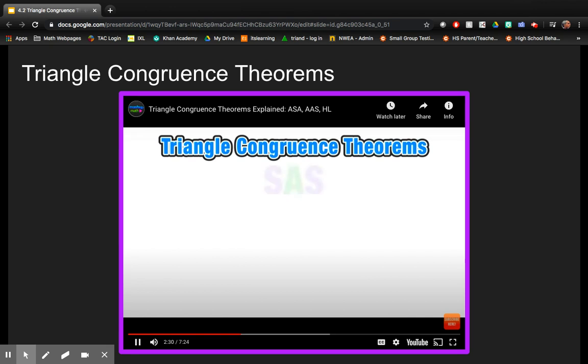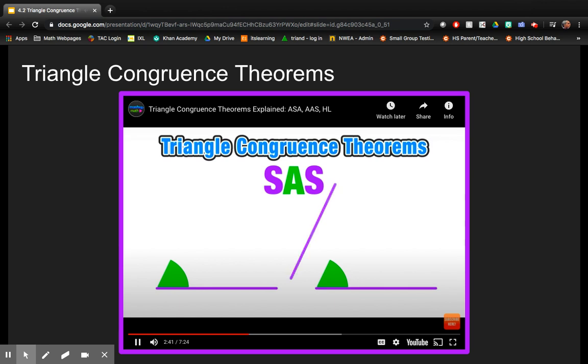Our next theorem is side, angle, side. Now for this triangle congruence theorem, we start with a pair of corresponding congruent sides in two triangles. We also have a pair of corresponding angles that are congruent and another set of corresponding sides that are congruent.